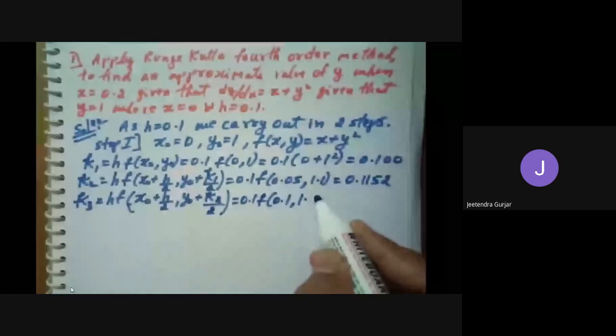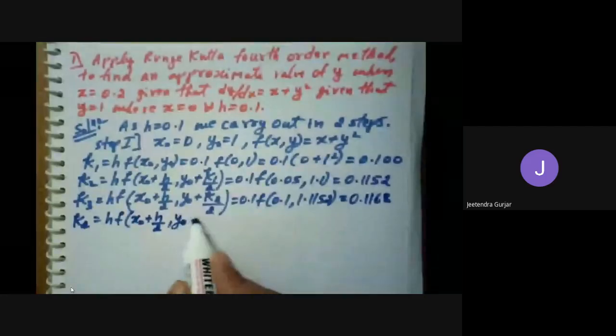So write the formula, substitute values. The answer will not change. Some values I have just misplaced. At first, I have just misplaced the value. Sorry for that. But the answer you are going to get here is the same. Then I think I have just misplaced here also.